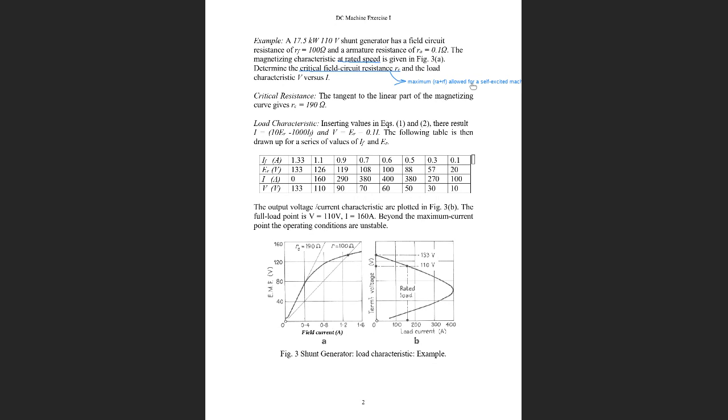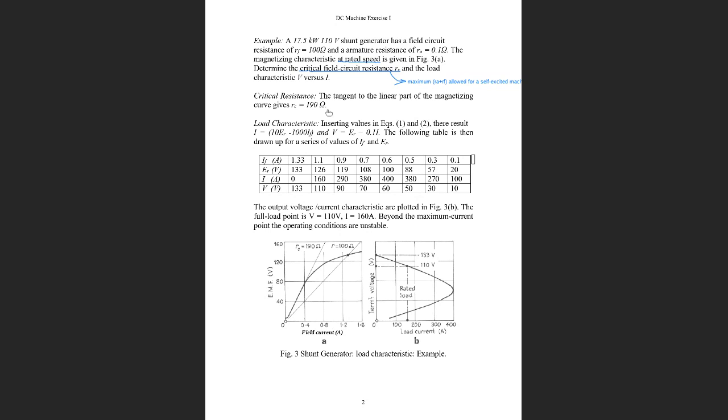Okay, the meaning of it. Here for a reminder, the critical field circuit resistance RC is the maximum RA plus RF for a self-excited machine. Because RA usually is much smaller than RF, it can also be seen roughly as the maximum field resistance allowed for a self-excited machine.